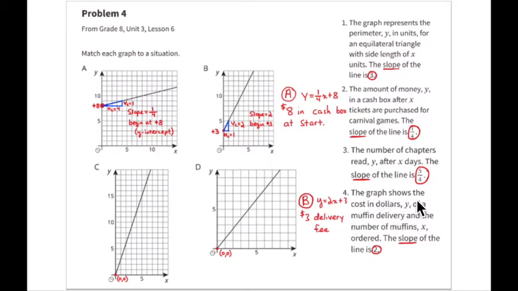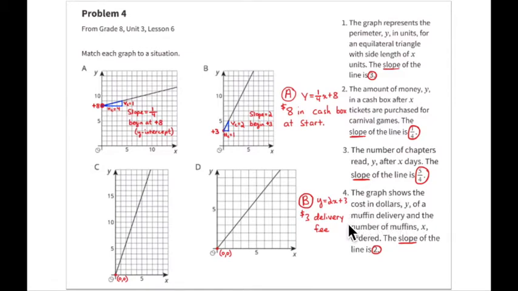It says the graph shows the cost in dollars y of a muffin delivery and the number of muffins x ordered. So each muffin costs how much? Well, each muffin costs $2. So by one muffin it costs you $2. By another muffin it costs you $2. Another muffin it costs you $2. So it's $2 times the number of muffins. And then what's the $3? Well, the $3 is the delivery fee.